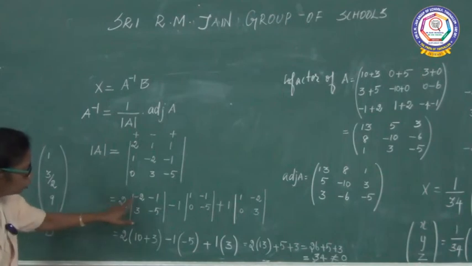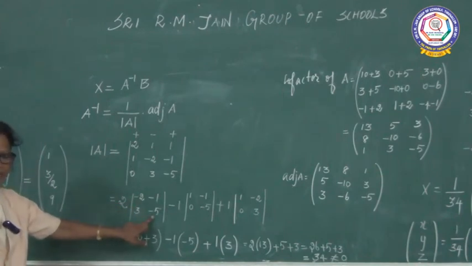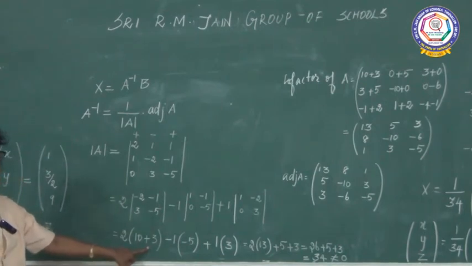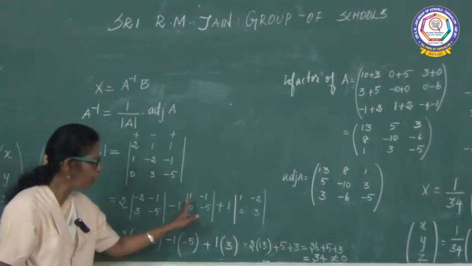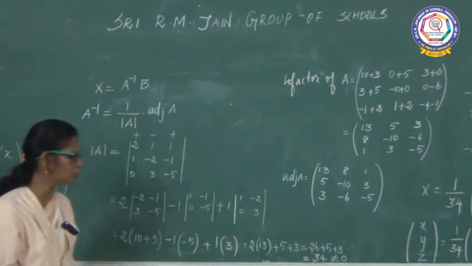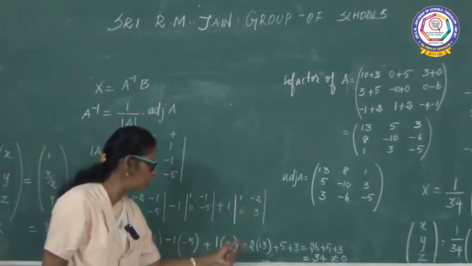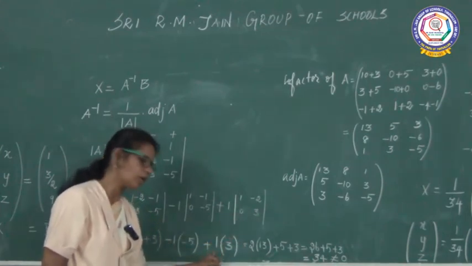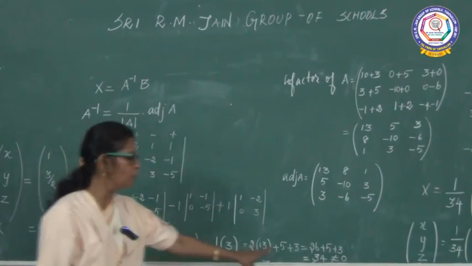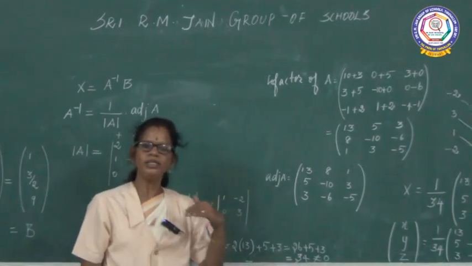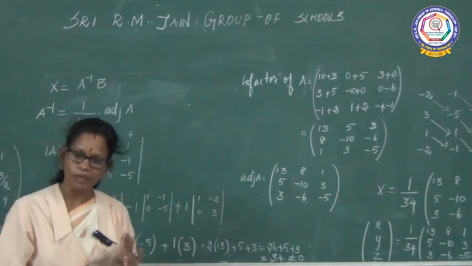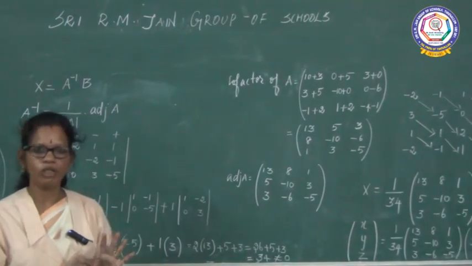Then 2 into minus 5, 10. Minus of minus, so I directly put plus. Here minus 1, minus 5, 0, minus into minus, plus 5. Here 1 into 3, 3, 0. So directly I put 1 into 3. I arrived at 34. 34 is not equal to 0. Once determinant is not equal to 0, A inverse exists. The system is consistent. It has a unique solution.